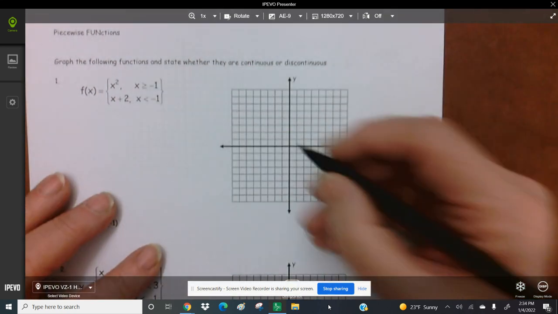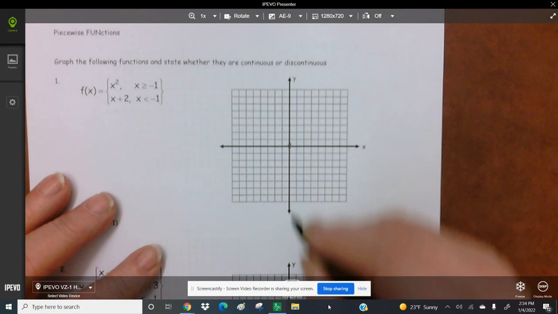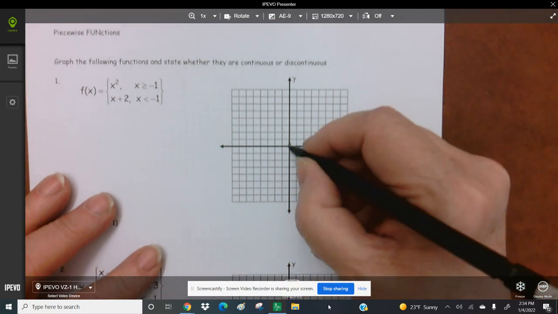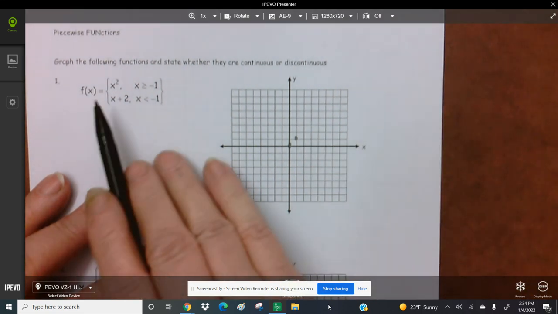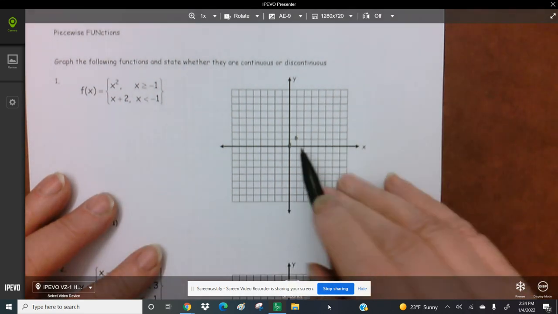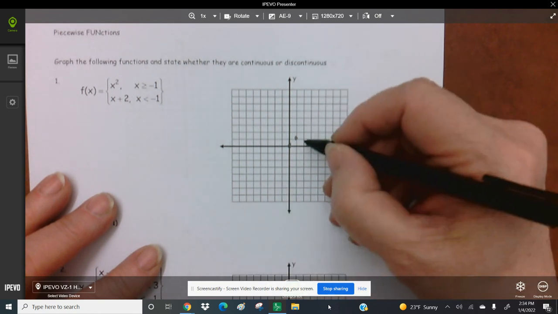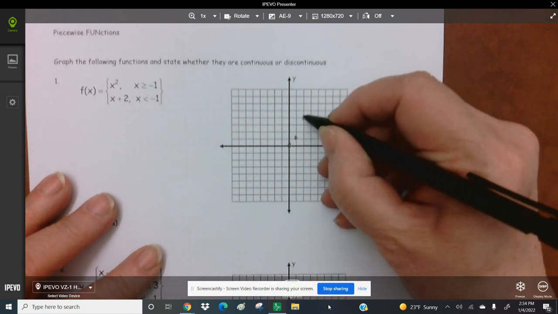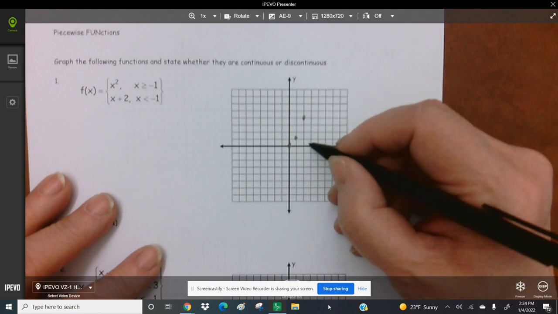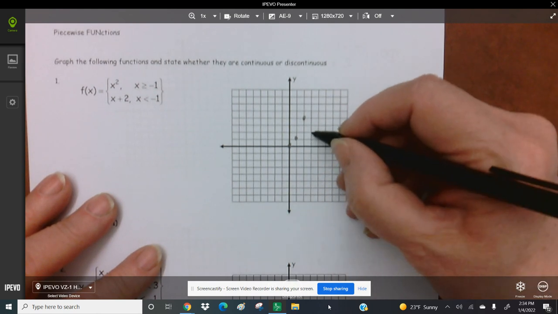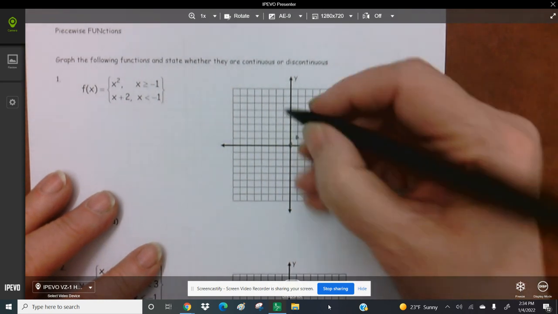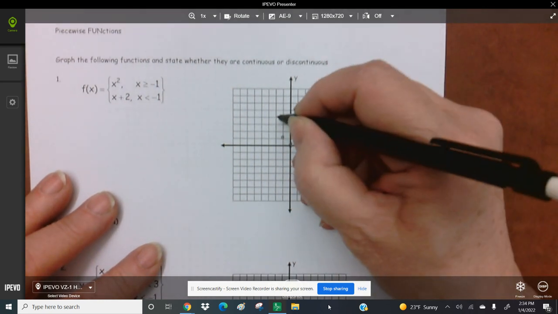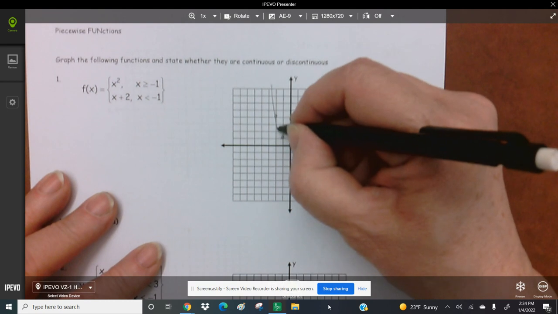So I know if I did an xy table, I would be at 0, 0, right? I would be at 1, 1, so I went over 1, up 1. I'm just using my quadratic pattern to graph this. I would go over 2, up 4, 1, 2, 3, 4. And I could go over 3, up 9, 1, 2, 3, 4, 5, 6, 7, 8, 9. But I'm off my graph, so I'm not going to bother. And so if I graph this function, it would look like this.